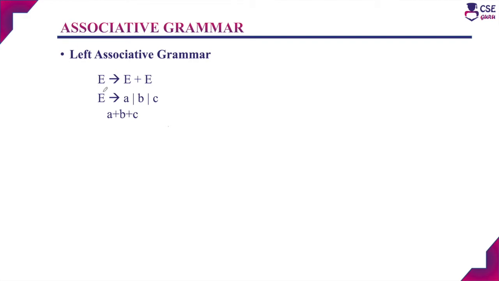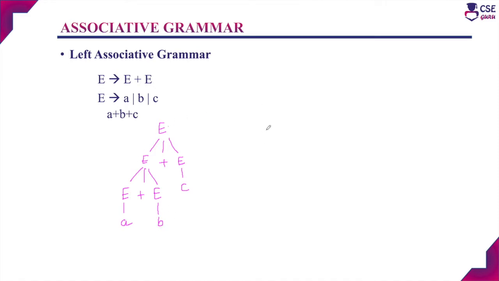Consider this grammar: E derives E plus E, and E derives A or B or C. We have to derive the string A plus B plus C, and we will construct the parse tree for deriving the string. First we apply the production rule E derives E plus E. For this non-terminal E, we apply E derives E plus E again, and then for the non-terminals, E derives A, next E derives B, and then E derives C. Now we have derived the string A plus B plus C.